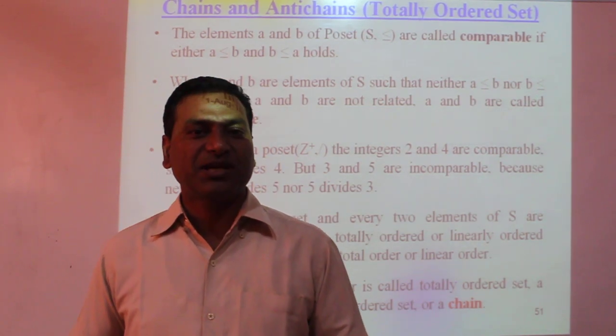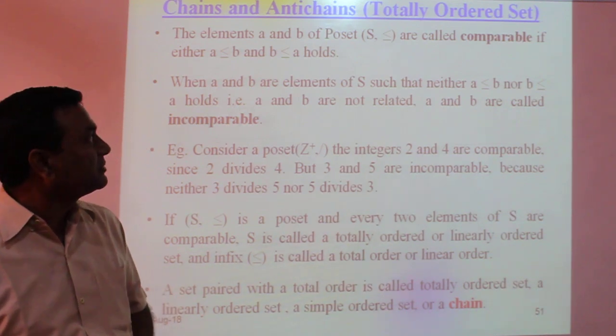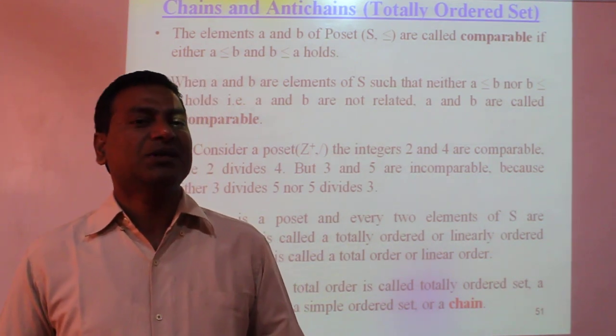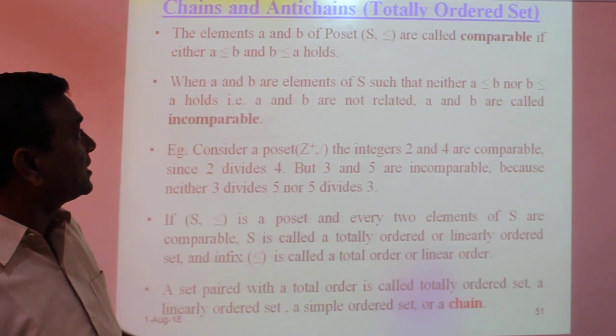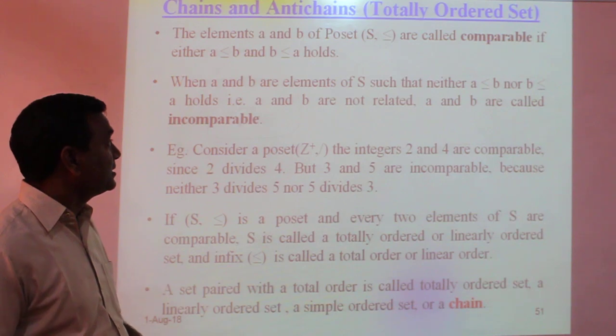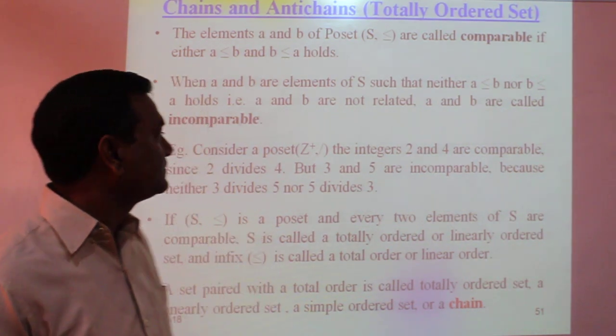Good evening, students. Today I am going to explain about the chain and anti-chain. Chain, basically, is a totally ordered set. So this is the synonym for the totally ordered set. This is chain, and the opposite of chain is anti-chain.